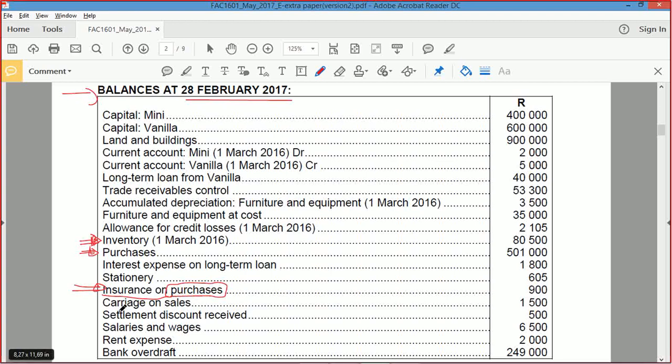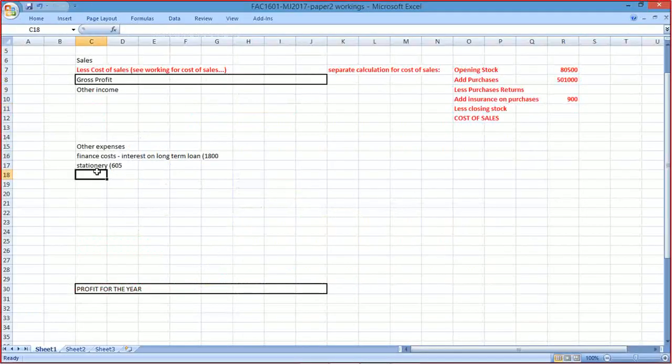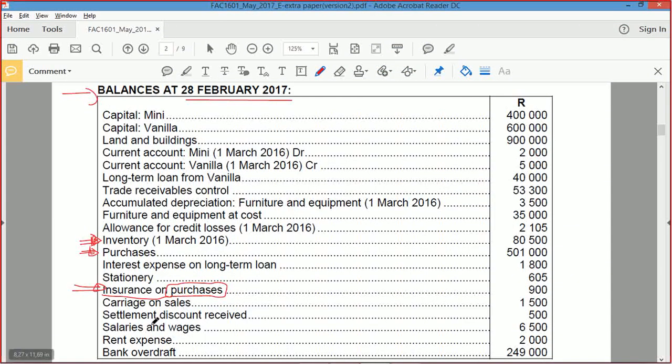Insurance on purchases. Okay, what's after that? Carriage on sales. That has to go in the formula. No, carriage on sales is carriage on sales, not carriage on purchases. Okay, so if it's carriage on sales, it's what? An expense. Do you agree? Yes. It's not part of your purchases, it's part of your sales. So this will be shown as a separate line item, 1,500 here. Yes. 1,500 carriage on sales.